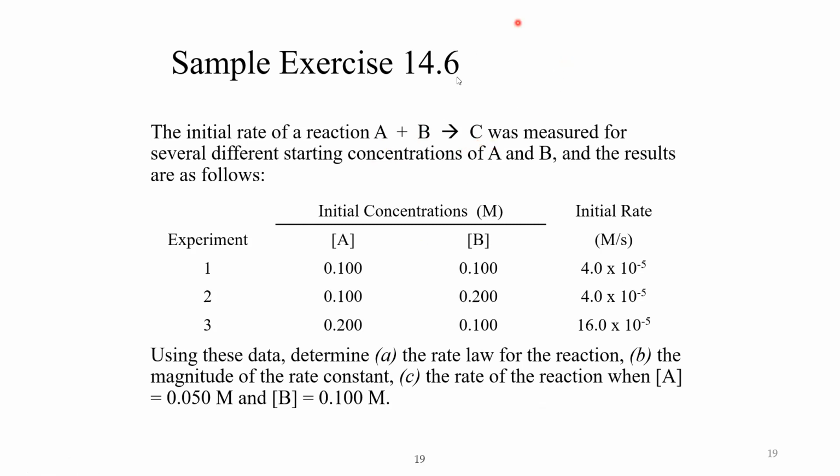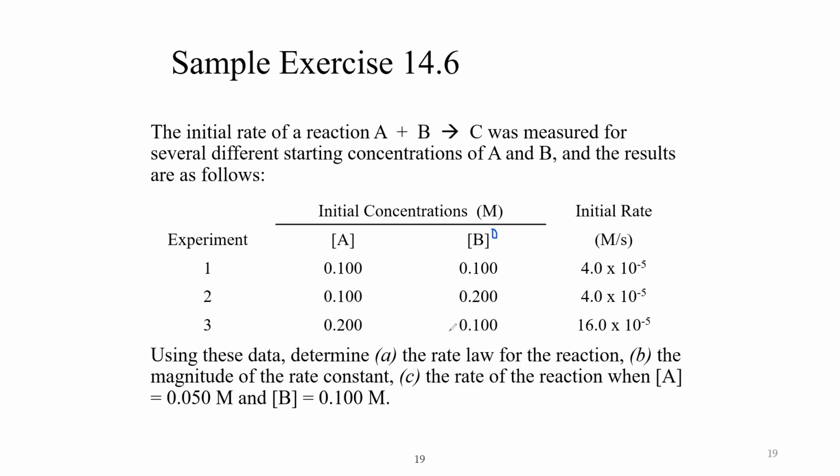But when we're looking at it, for the first one, trials 1 and 2 are keeping the concentration of A equal, but they're doubling the concentration of B. When we do that, we don't see any change in the reaction rate. So the order of reactant B is just going to be 0th order, because the concentration of B isn't going to influence the rate at all.